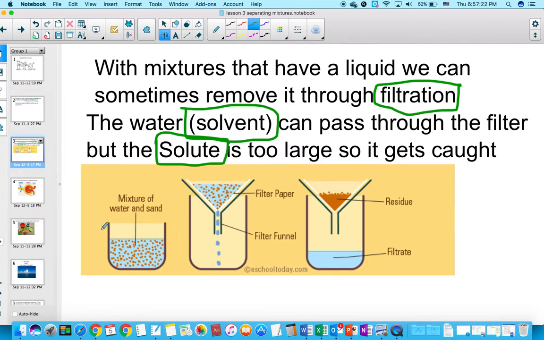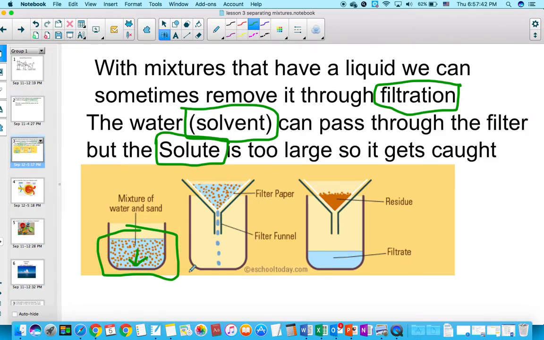So, for example, we have a mixture of sand and water. And if you remember from the previous lesson, this would be an example of a suspension. At first, it looks like a homogeneous solution. It looks like one thing. But over time, the sand will settle at the bottom. But let's say we don't have time to wait.